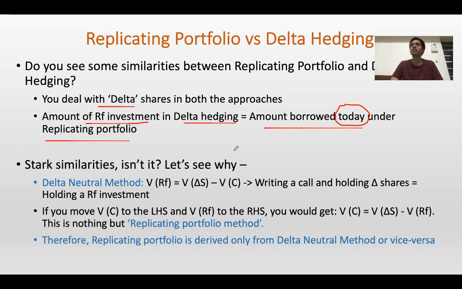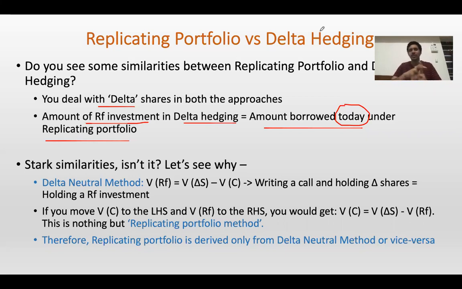Like I said earlier, risk neutral valuation is actually very, very different from replicating portfolio and delta hedging. That does not have any similarities when we compare it with replicating portfolio or delta hedging. Whereas when you compare replicating portfolio with delta hedging, we saw that there are really very, very close similarities. Is that actually rocket science?